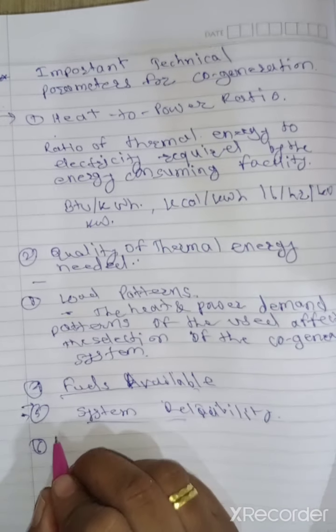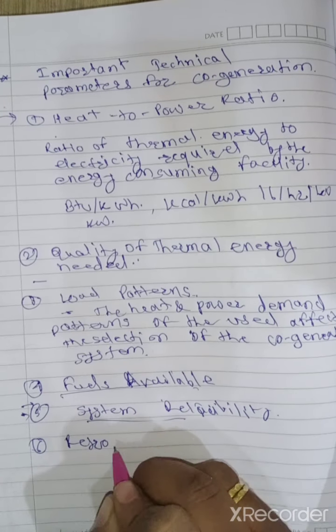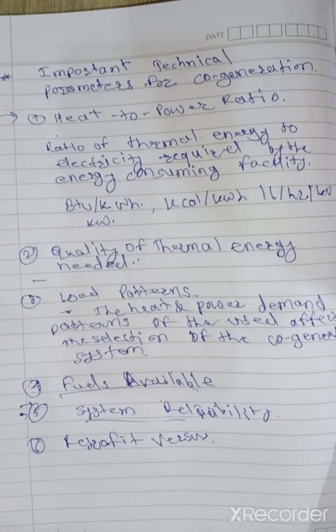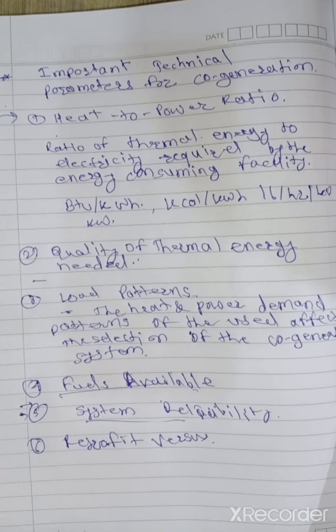So next is retrofit versus new installation. See here, if a cogeneration system is installed as a retrofit, the system must be designed so that the existing energy conversion system, such as boilers, can still be used. In such circumstances, the option for cogeneration system would depend on whether the system is a retrofit or a new installation.